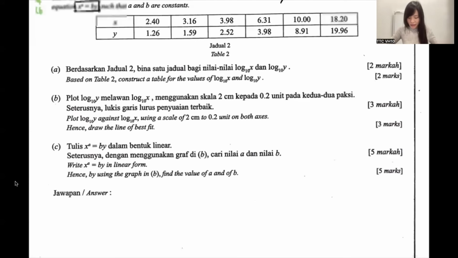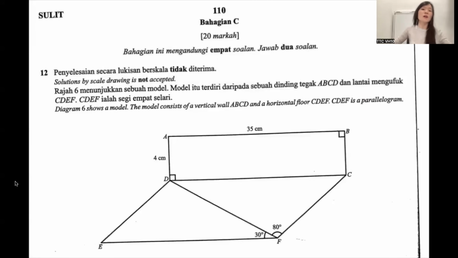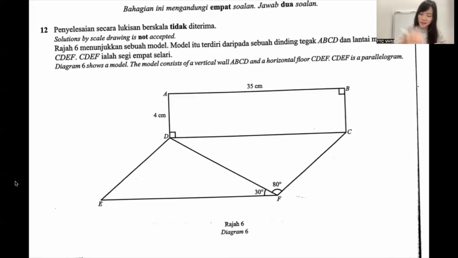Wait, a bit lag. Very lag. Okay, my dear, let's move on.